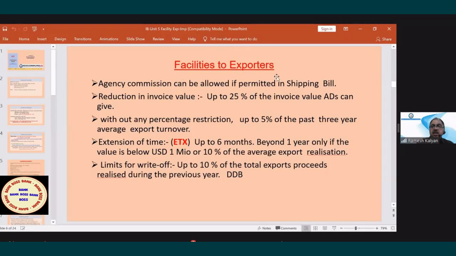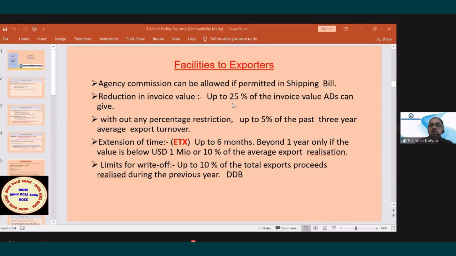Then agency commission. There is a commission to the overseas agents. If it is mentioned in the shipping bill, you can permit it. It is as good as allowed by the customs authorities. If it is not mentioned in the shipping bill, how much will you allow? The RBI says in line with the practice. Whatever is the practice in vogue, comparable, the same thing. You have to verify the agreements. If you are satisfied, we can pay the agency commission.